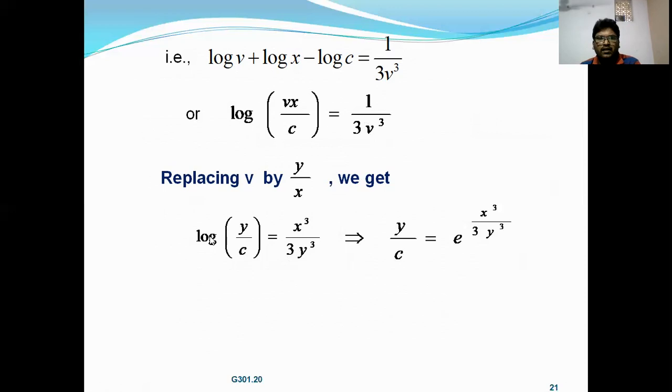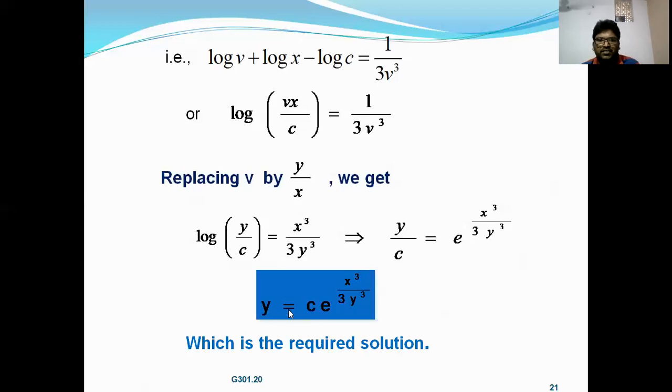Then the logarithmic term, taking it to the right side by the definition of logarithm, it becomes e to the power of x cube by 3y square. Now after cross multiplication of the c term, the equation becomes y is equal to c into e to the power of x cube by 3y square, which is the required solution of the above differential equation. The solution consists of only arbitrary constants. Is it clear? I hope you understood this problem.